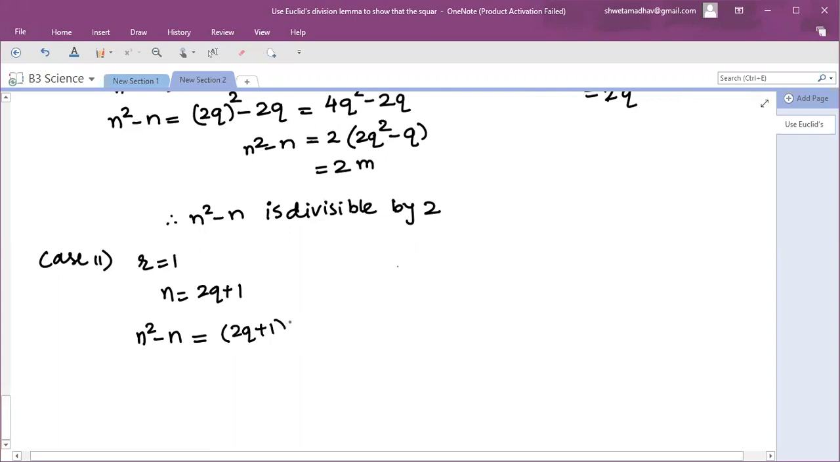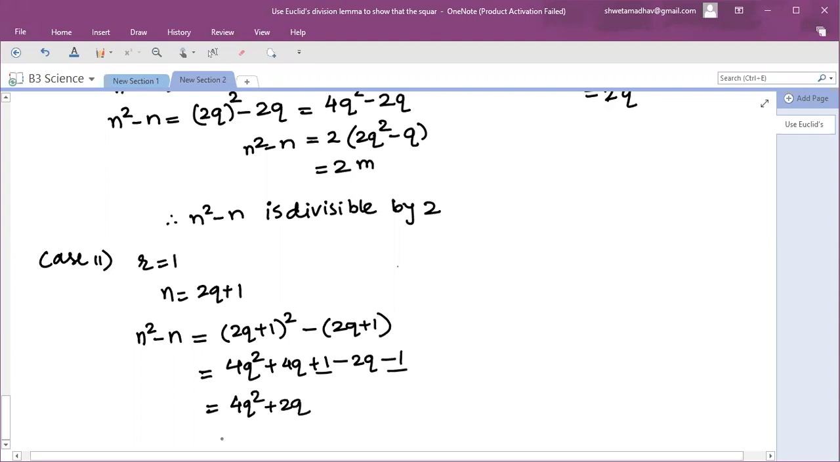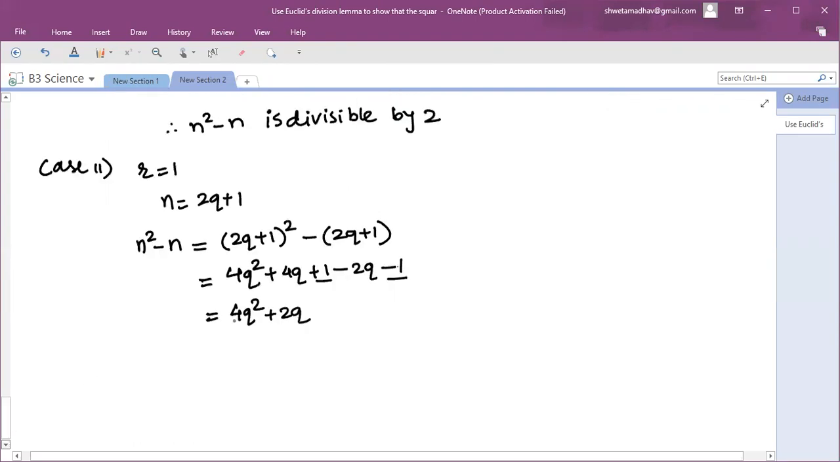2q plus 1 whole square minus n, whose value is 2q plus 1. Now take the square of this: 4q square plus 4q plus 1, and then minus sign inside: minus 2q minus 1. So this is plus 1, this is minus 1, which becomes 0. So 4q square plus 4q minus 2q is plus 2q.